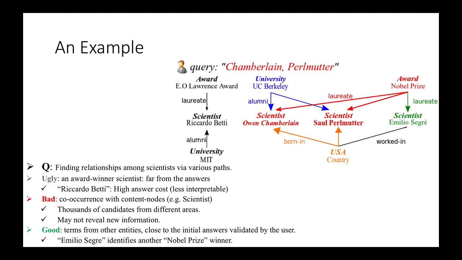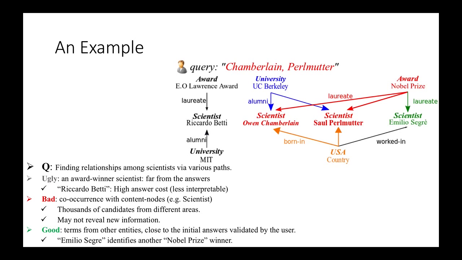It returns a set of substructures from the data graph, color-coded as blue, red, and orange in this figure. All contain the names of those scientists in nodes called content nodes, and a cost is associated with each answer based on the distance among content nodes. Assume the user wants to explore more about two of these answers, one rooted at Nobel Prize and another at USA.